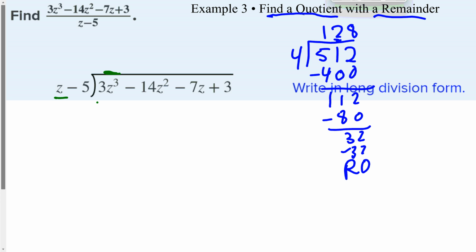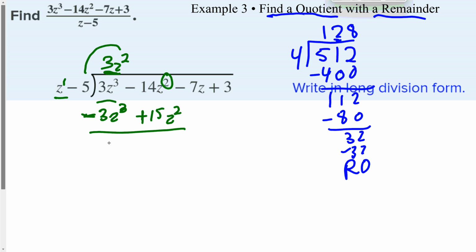What times z is 3z cubed? I need a 3, and then I already have a z to the first, so I need a z squared to get to a 3z cubed, and then I also multiply that by -5. That'll give me a -15z squared. I put it under here because that's a z squared as well. And now I just subtract, so that's subtracting, and then I subtract this one, which is addition, because I want this to go away, just like I got this 5, not quite to go away, but that's the idea.